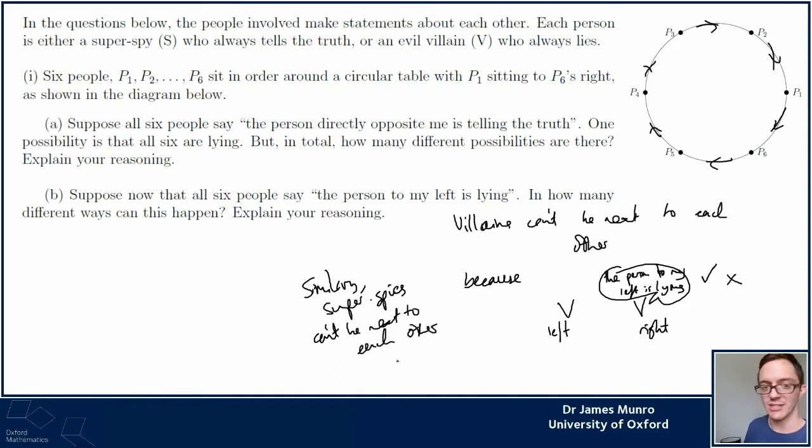Oh, sorry for the handwriting. So it must alternate. I think that means there are two possibilities, either going spy, villain, spy or villain, spy, villain. Brilliant. Okay, I like that.